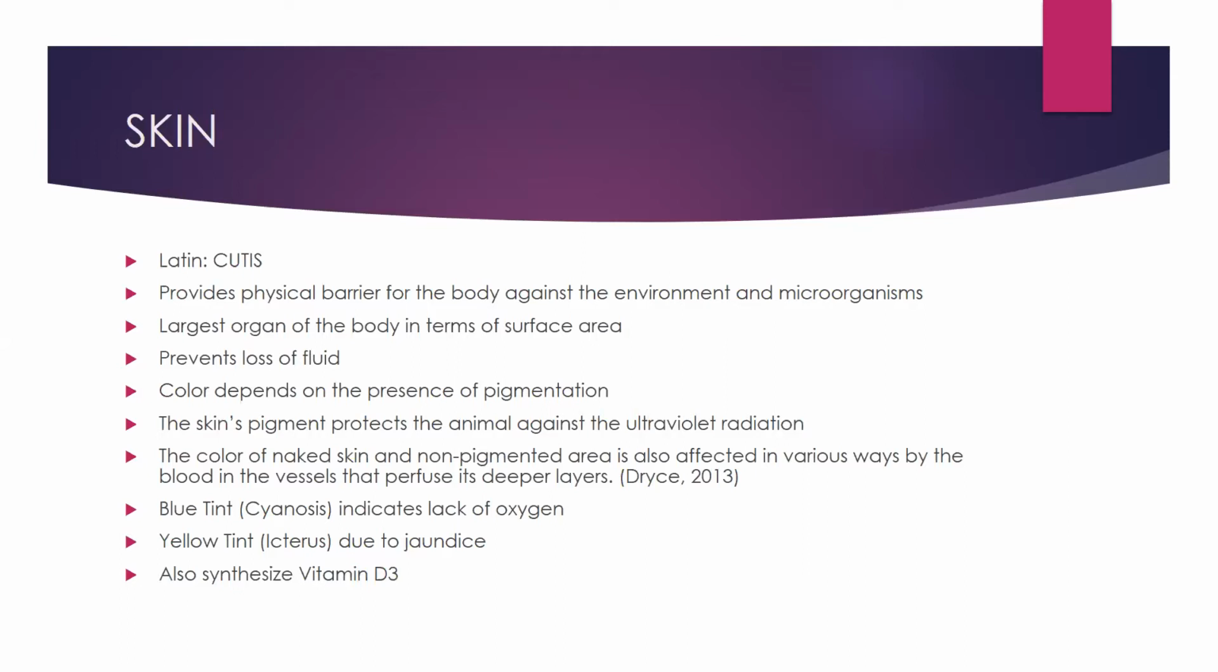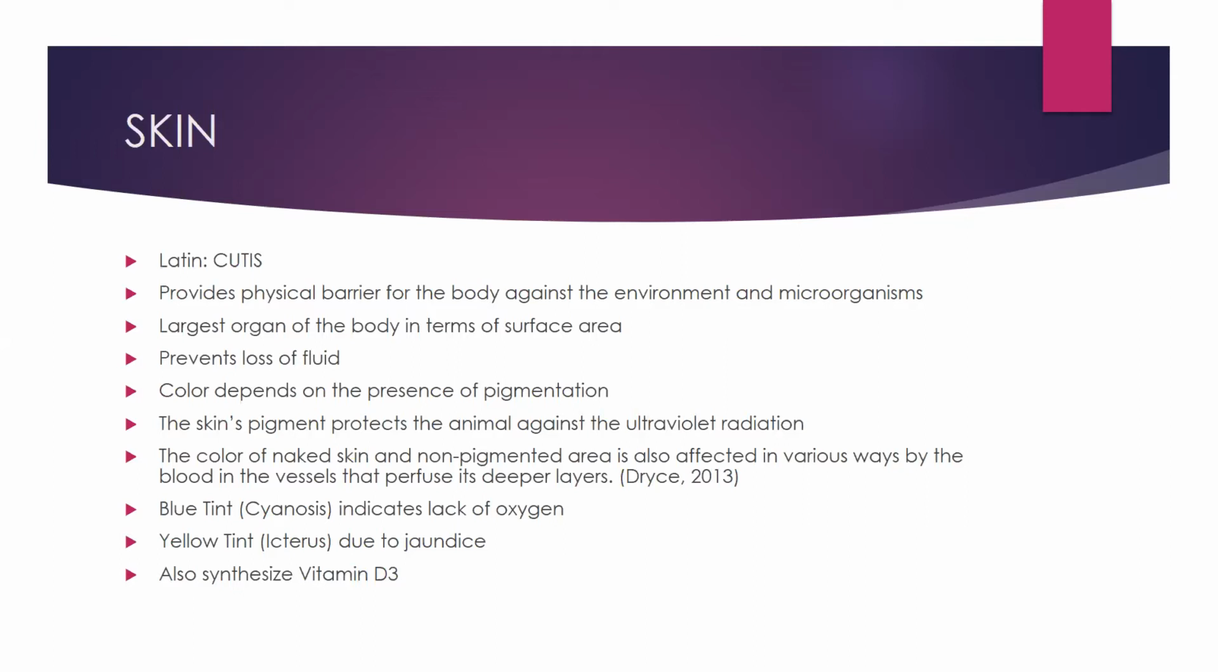The color of the skin, naked skin, and non-pigmented hair is also affected in various ways, by the blood in the blood vessels that perfuse into the deeper layers. This is according to Trice and Wensing. And if the animal's skin is bluish or cyanotic, this indicates that there's a lack of oxygen.